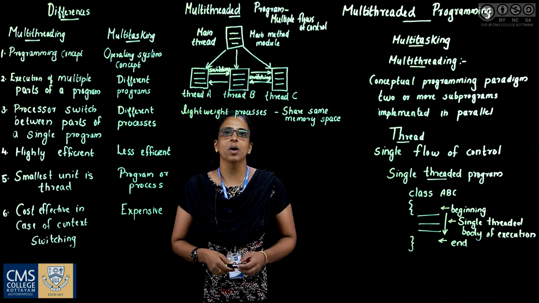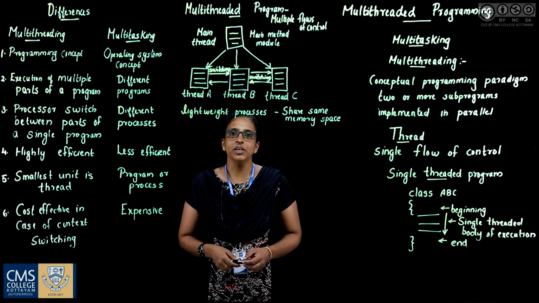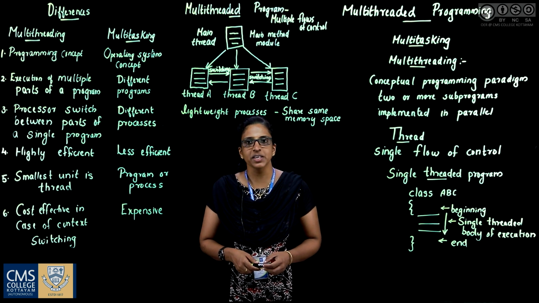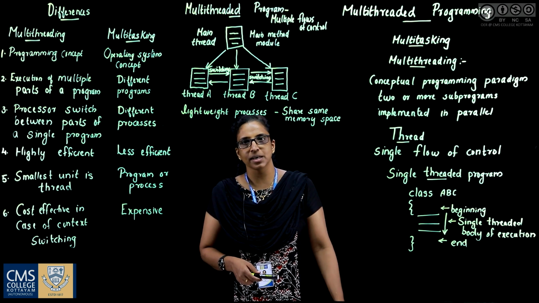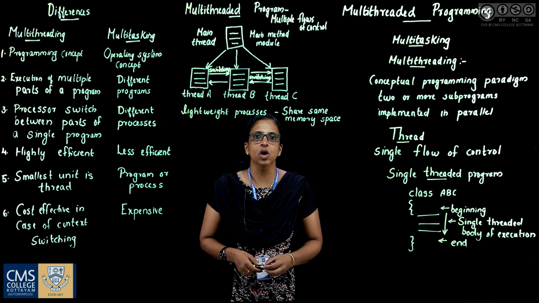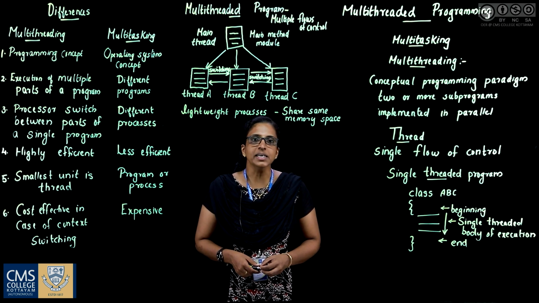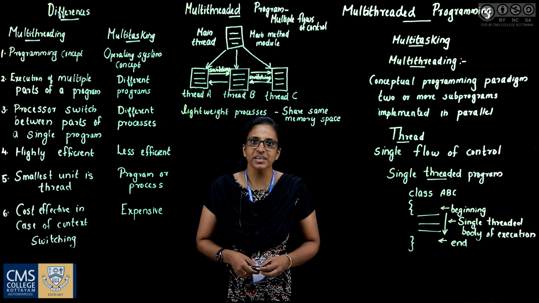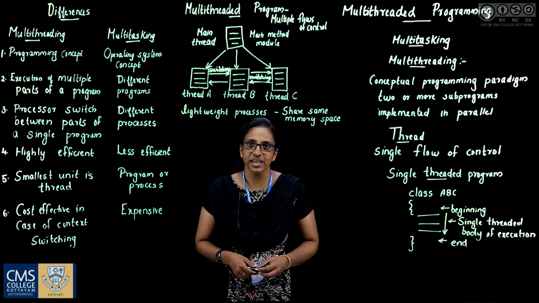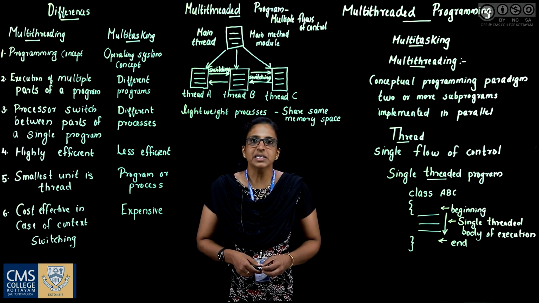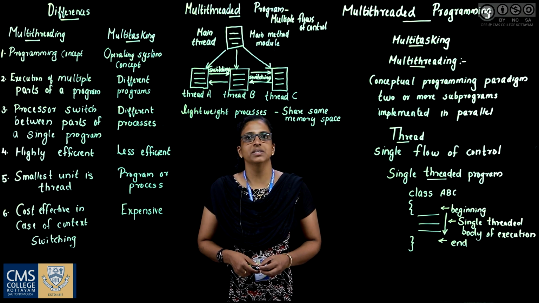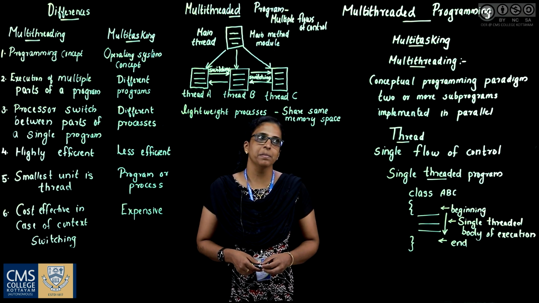Today we are going to discuss multi-threaded programming. We know that modern operating systems can execute several programs simultaneously. This ability is known as multitasking, and in system terminology we will call it multi-threading. In multi-threading, one single program is divided into two or more sub-programs which can be implemented in parallel at the same time. So we can define multi-threading as a conceptual programming paradigm where multiple programs, or sub-programs, can be implemented at the same time in parallel.